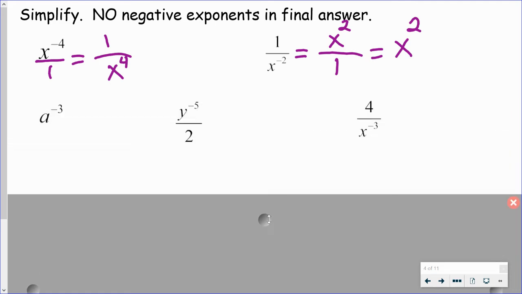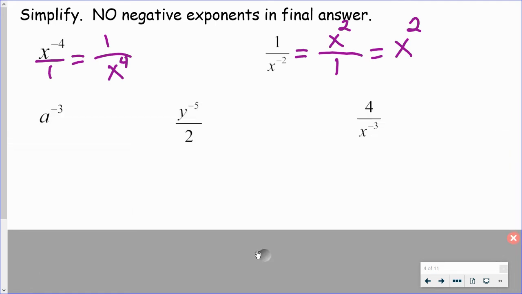Okay, let's look at the next ones. Same thing here. It's not a fraction. Make it a fraction. Anytime you see a negative exponent, you have to make it a positive happy exponent.